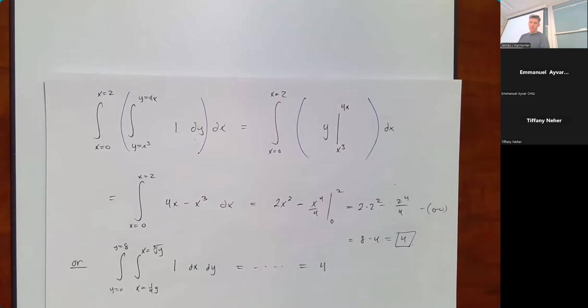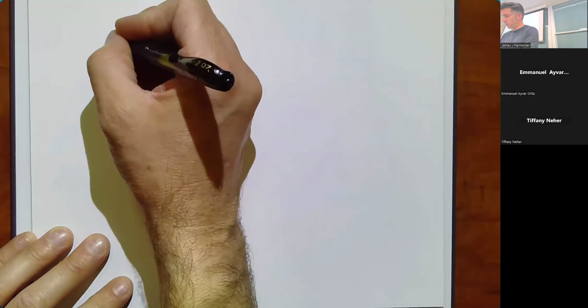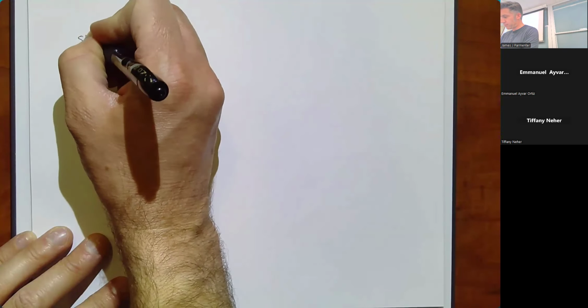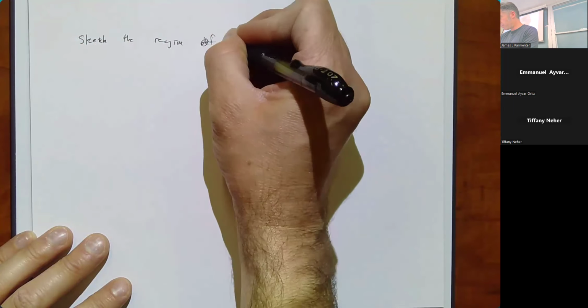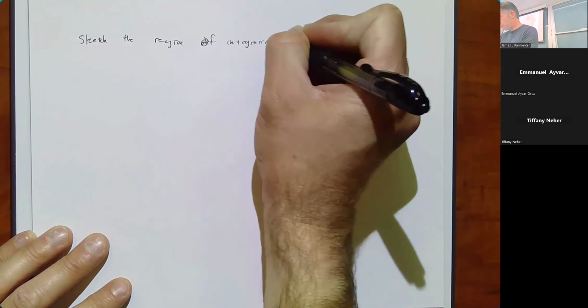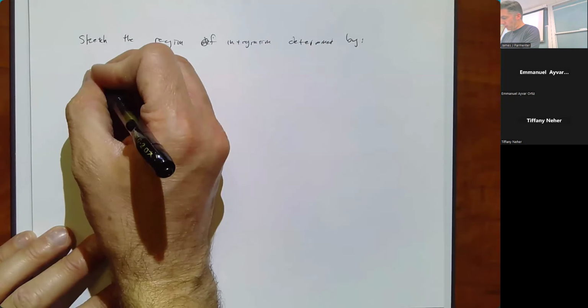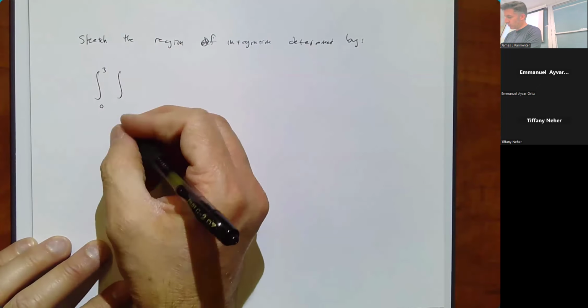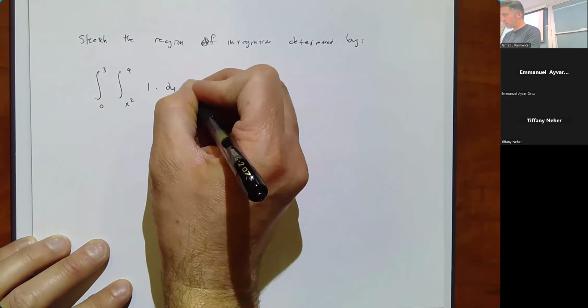So let's look at some other stuff. It's good to be able to set up the integral based on the picture. It's also good to be able to start with the double integral and sketch the region. So let's say we were given the following integral. So we want to sketch the region of integration determined by the double integral from 0 to 3 and then from x squared to 9 of 1 times dy dx.